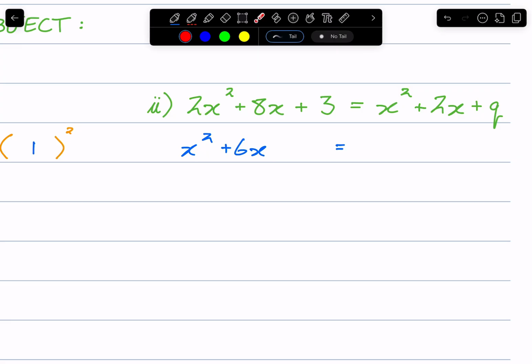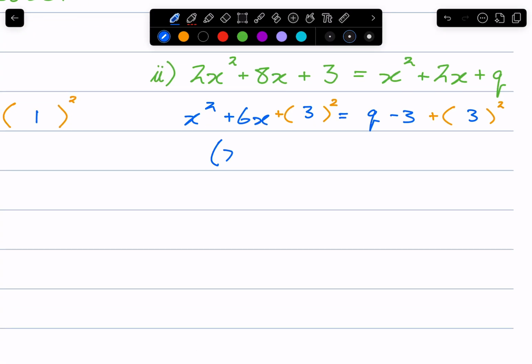And I actually want to move this plus 3 to the other side. Now remember, these two have been moved. We are left with q. And we're now moving the 3 to the right-hand side. So q minus 3. And remember, we're now adding a number squared. This is the square component. And the number that we add is always half of this number. So half of 6 is 3.